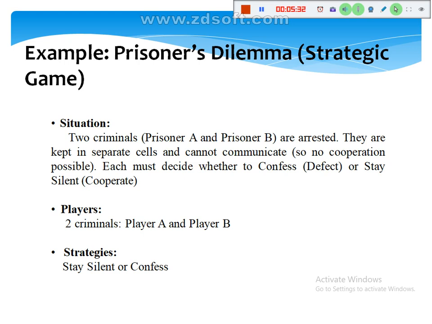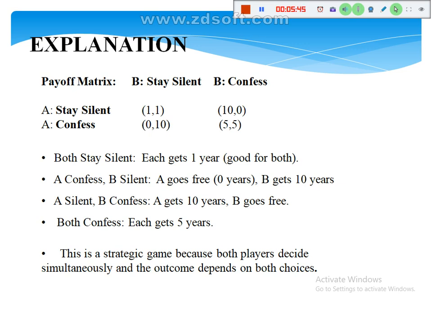So they must decide whether to confess or stay silent. There are two players, two criminals, player A and player B. There are two strategies: stay silent or confess. Now look at the payoff matrix. A and B are the two criminals, and stay silent and confess are the strategies for the players. So there are four cases.